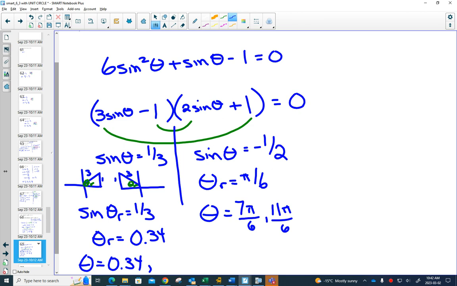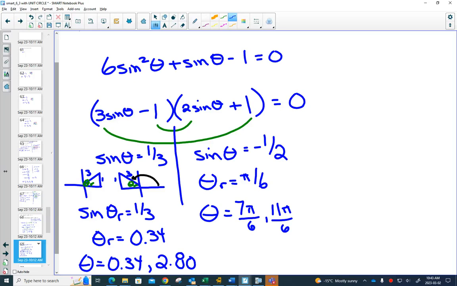In quadrant 2, I would be figuring out this angle theta right here. In degrees, I would do 180 minus my reference angle. In radians, I would do pi minus my reference angle. Go to my calculator and get 2.80.